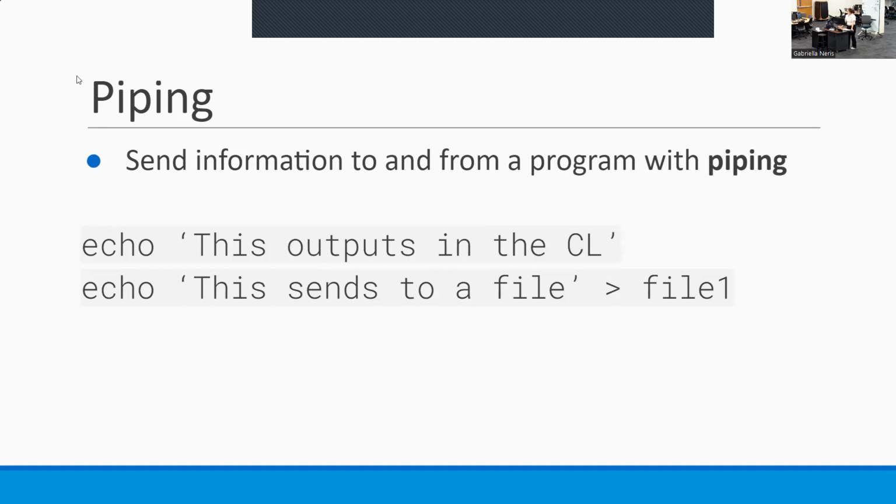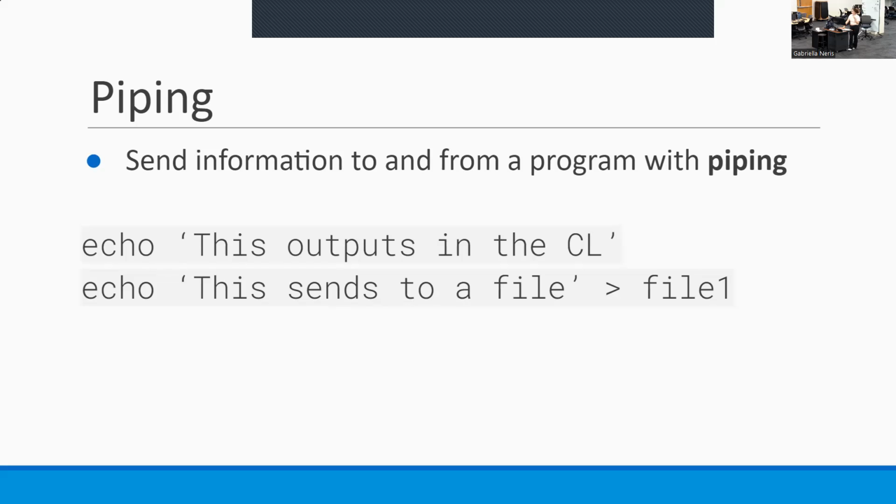Next up, you'll notice that echo is a pretty cool command for quick printing to the command line, quick printing to your output. And this is also used with piping. So piping is sending information to and from a program or a process with the little less than or little greater than symbol. So here, echo outputs in the command line, that just puts it in the command line. It doesn't save it to an environment variable. It just prints it directly after you write echo.